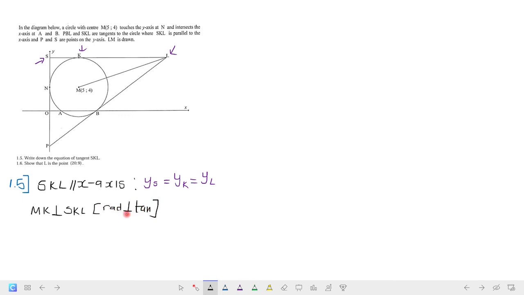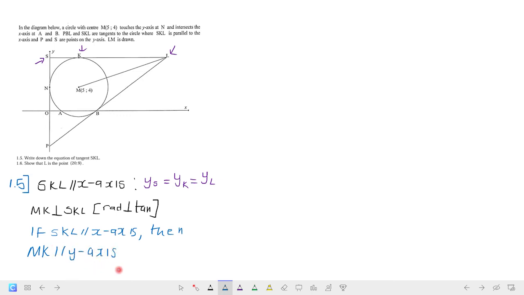Now, if this is my radius and this line was parallel to the x-axis, then it means MK is going to be parallel to the y-axis, right? So what am I saying here? I'm saying if SKL is parallel to the x-axis, then MK is going to be parallel to what? To the y-axis.